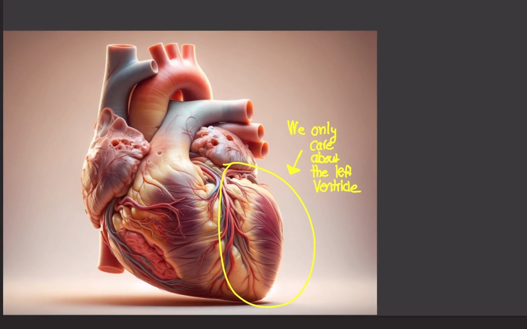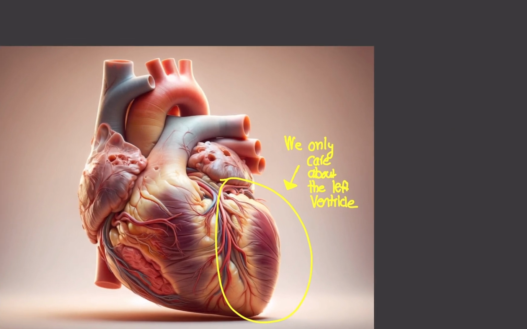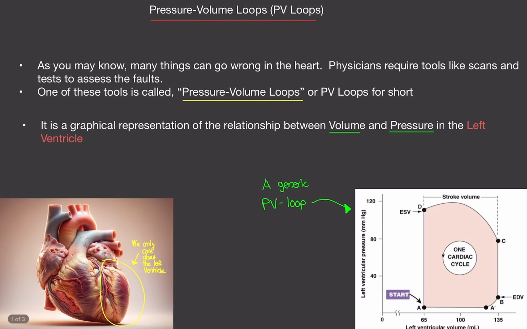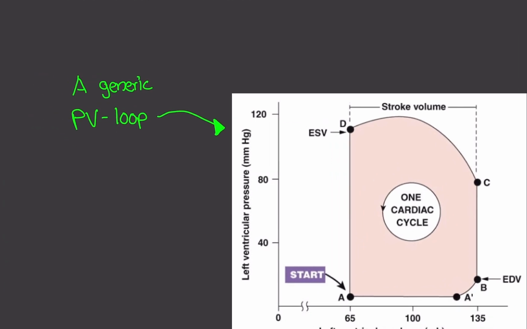So here's a picture of the heart. We are only concerned about this portion right here. This is the left ventricle. Remember, everything's reverse. We only care about the left ventricle because that is the chamber that's going to pump everything out to the rest of the body. It goes from the left ventricle to the aorta, and the aorta pumps everything out to the rest of the body. This is what a typical PV loop looks like, a very generic one, and that's what we're going to go over.